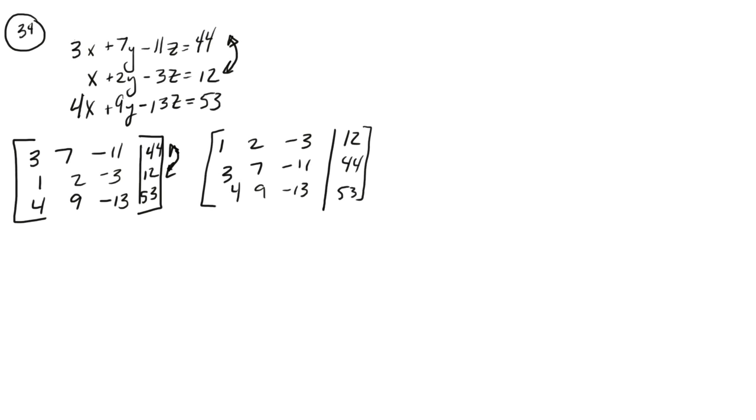All right, so first off, I need to see if we have anything good. I want a 1 up here. Now we have a 1. So I'm going to keep row 1: 1, 2, negative 3, 12. All right, so let's talk about how we're going to get rid of this. I want to cancel out a positive 3, so I need negative 3 times row 1 added to row 2. To get rid of a positive 4, I need negative 4 R1 plus R3. Why don't you try it out and see what you get?